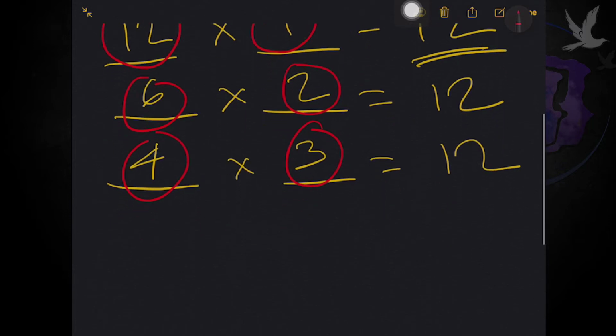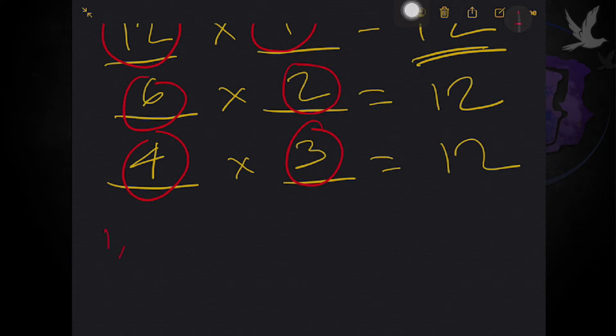So we can now say, starting from the smallest value, that 1, 2, 3, 4, 6, and 12 are factors of 12. Okay? As easy as that.